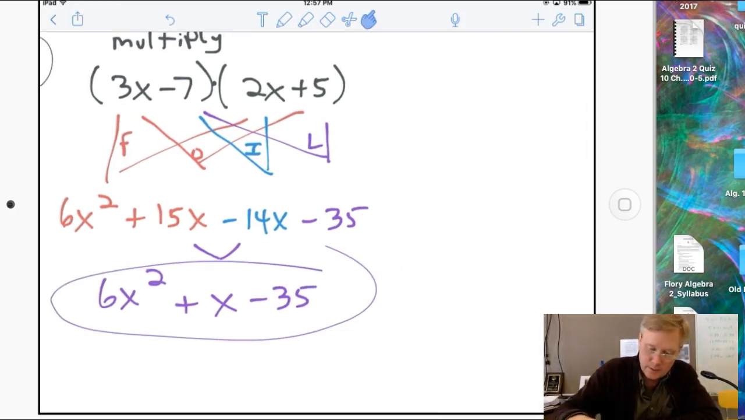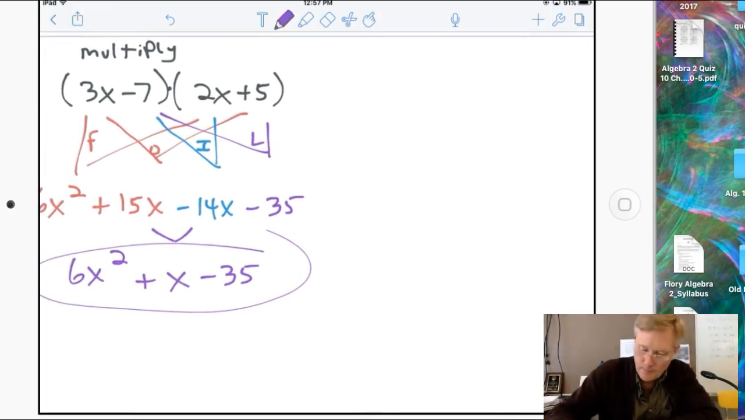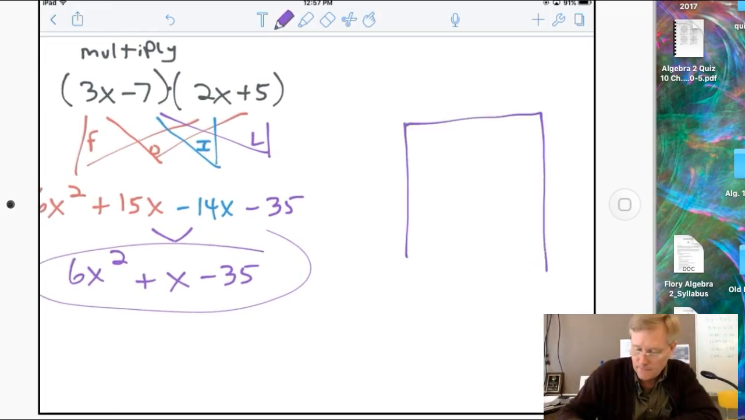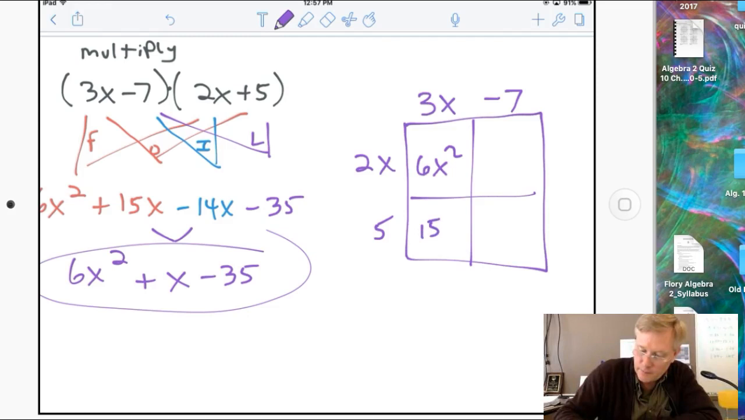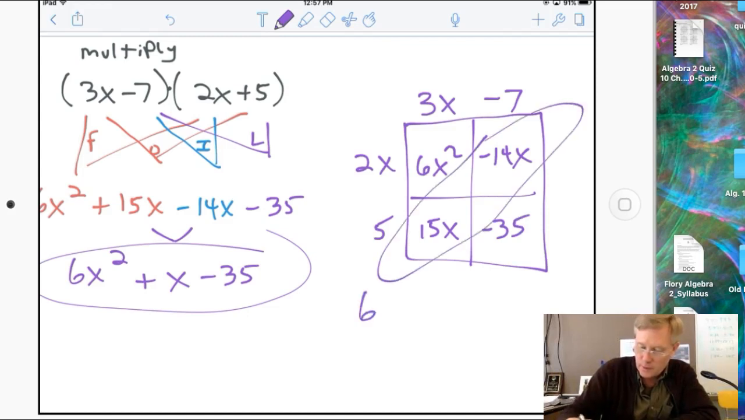Or you could have done it with a box technique. 3x minus 7 and 2x plus 5. Multiply, you get 6x squared there. 5 times 3 is 15x. Over here is negative 7 times 2x is negative 14x. Negative 7 times 5 is negative 35. And then if you add them up, you can combine those two together. You get 6x squared plus 1x minus 35.